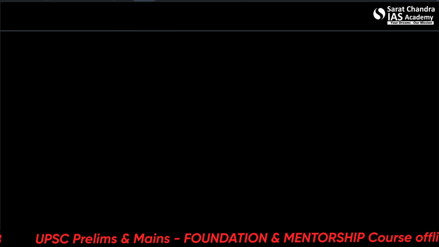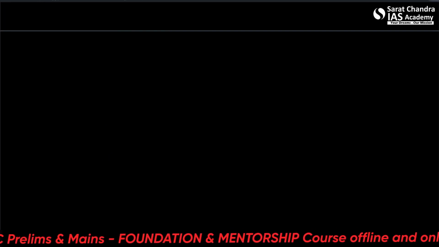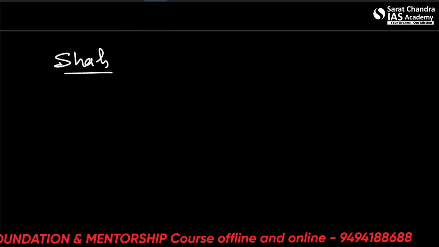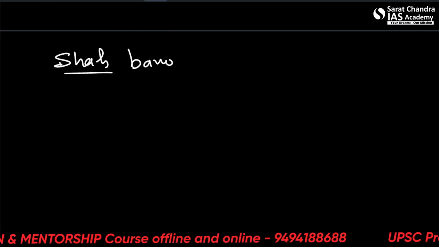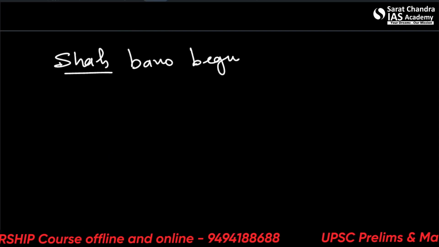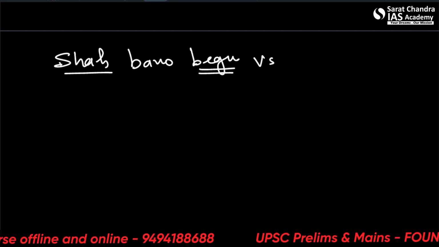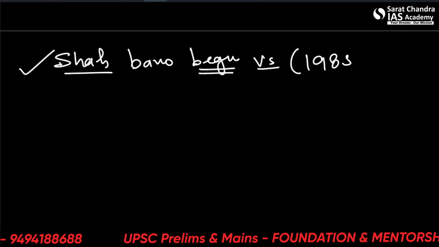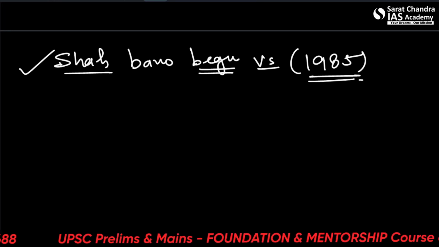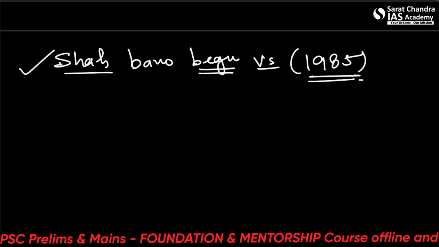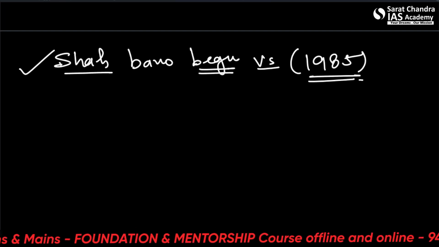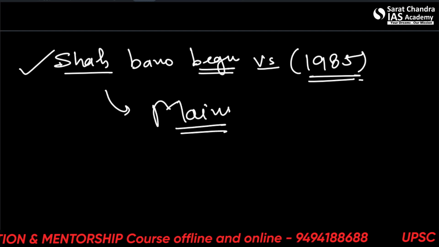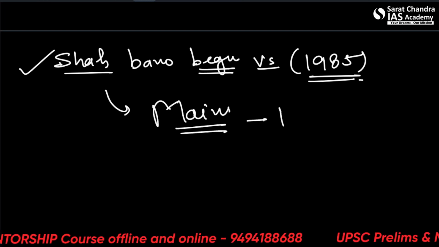Let us also see what are the important cases which are already related to the UCC. One is Shah Bano Begum. This is a very famous case versus Muhammad Ahmad Khan. Not important, just remember the Shah Bano Begum. So this was a 1985 case. And the Supreme Court upheld the right of a Muslim woman to claim maintenance from her husband. So this is related to maintenance under section 125 of the Criminal Procedure Code.